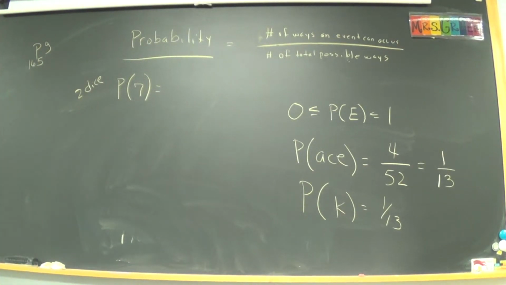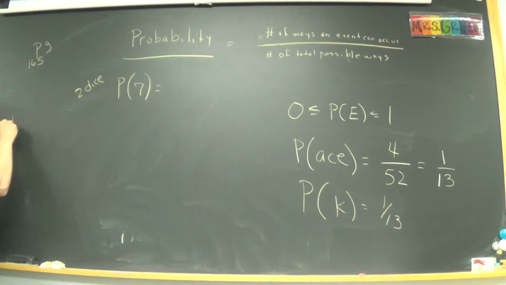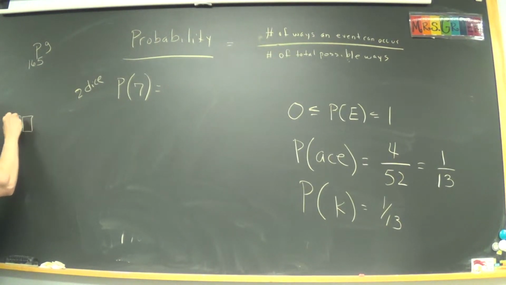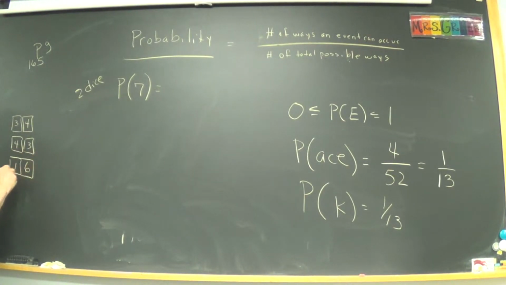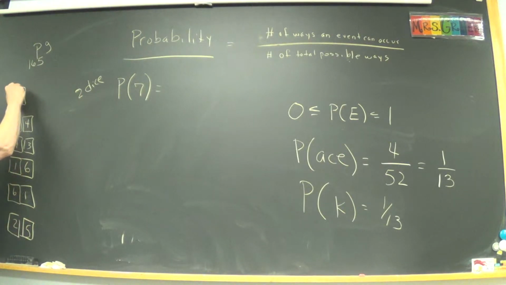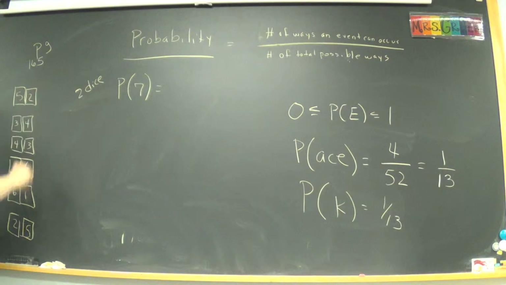Sometimes you just count them. When you roll, how many ways can we get a 7? We can do a 3 on the first die and a 4 on the second. A 1 and a 6. And we can do 4 and 3, so I'll reverse the order. 1 and 6, 2 and 5, 6 and 1, 5 and 2. Is there any others? I think that's it. That's it? So how many ways?